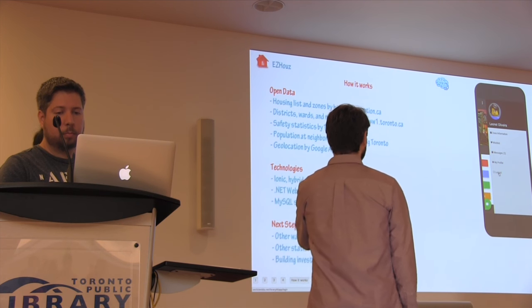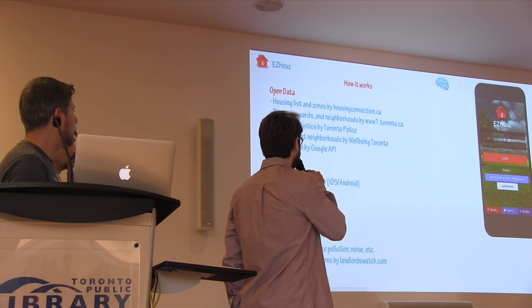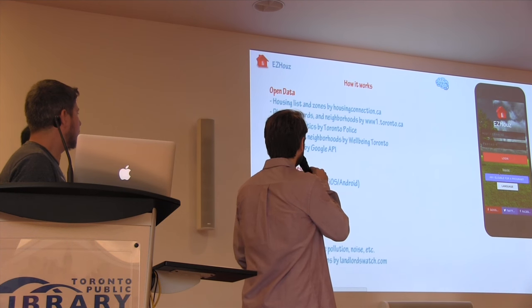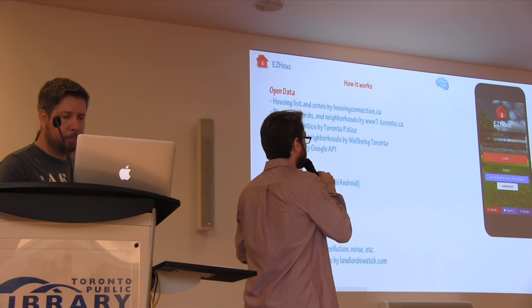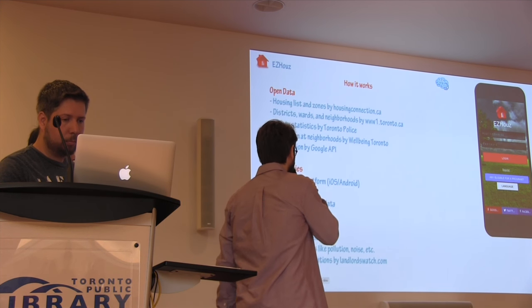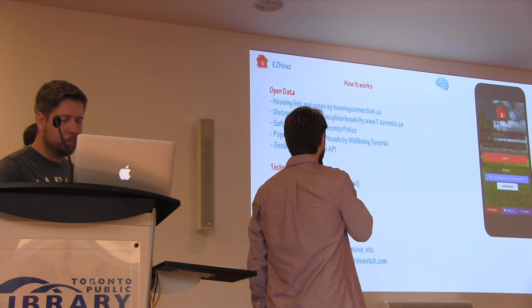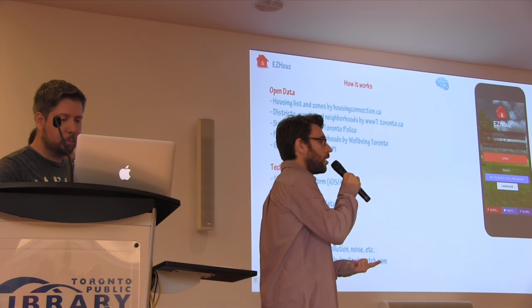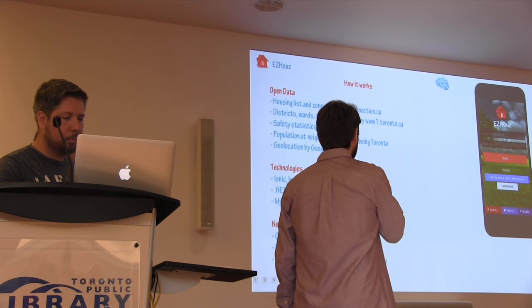So this is the open data we use very quickly. We've used the Toronto Police crime data for the neighborhood information. We've used Wellbeing Toronto for population. And like I said at the beginning, these are already incorporated into the app itself. The technologies here are being used. It's a hybrid platform. And we hope the next steps, we're hoping to create more information such as pollution and noise, might be really useful for people looking for that kind of information in the neighborhood. And also some information from landlordswatch.com.